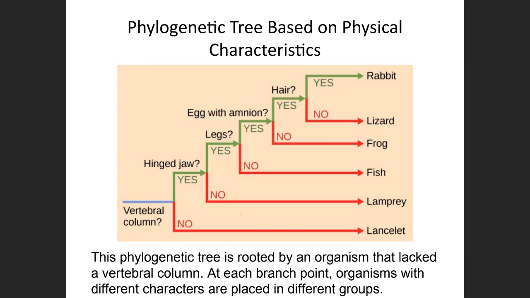Okay, the kind of eggs that it lays, does it have an amniotic sac? If it doesn't, it's a frog. And if it does, we need to ask more questions. Does it have hair? If it doesn't, it's a reptile. And if it does, in this case, it's a rabbit. Obviously it could be any mammal based on that, but this just shows how some of this classification is done.